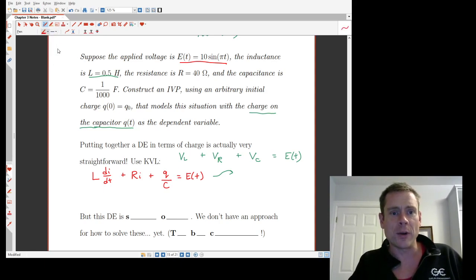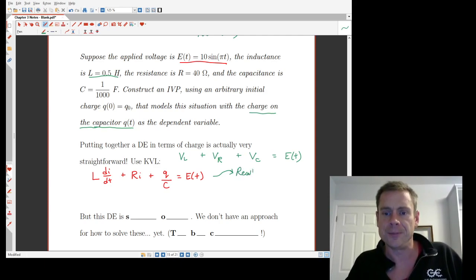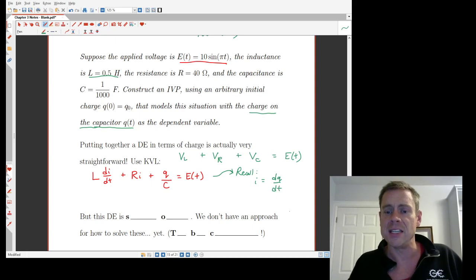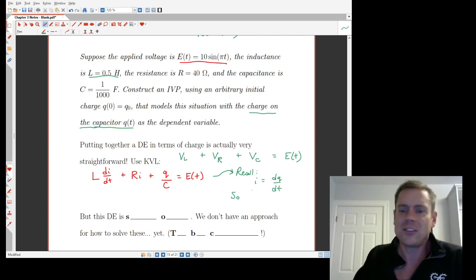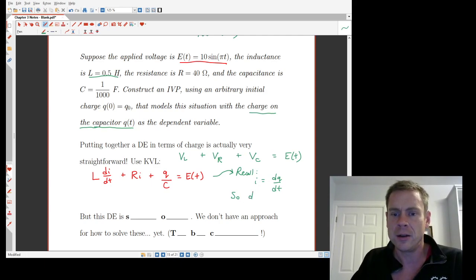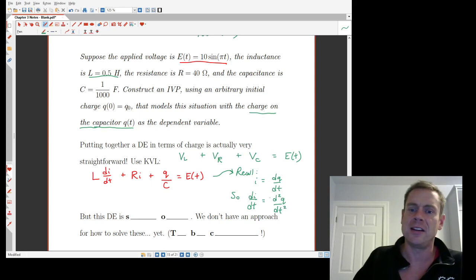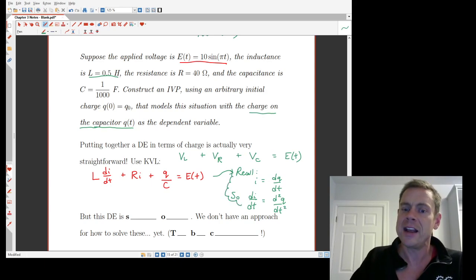So we're going to use that relationship in order to convert the I's into Q's. Recall that I is equal to dq by dt. Therefore, if I want an expression for di dt, I just have to take the t derivative of both sides. That doesn't look especially complicated, but I get di dt is equal to the second derivative of q with respect to t.